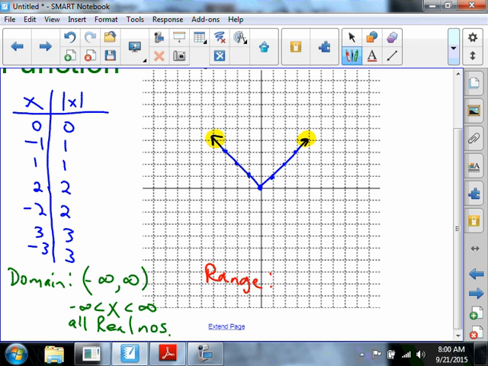So the range goes from 0 all the way up to the maximum that this could go to, which is infinity. Nice, good. Now we're cooking. So the range goes from 0 to infinity. We would say that all the y values are less than infinity and greater than or equal to 0. Okay? So the range is all the values of y greater than or equal to 0.